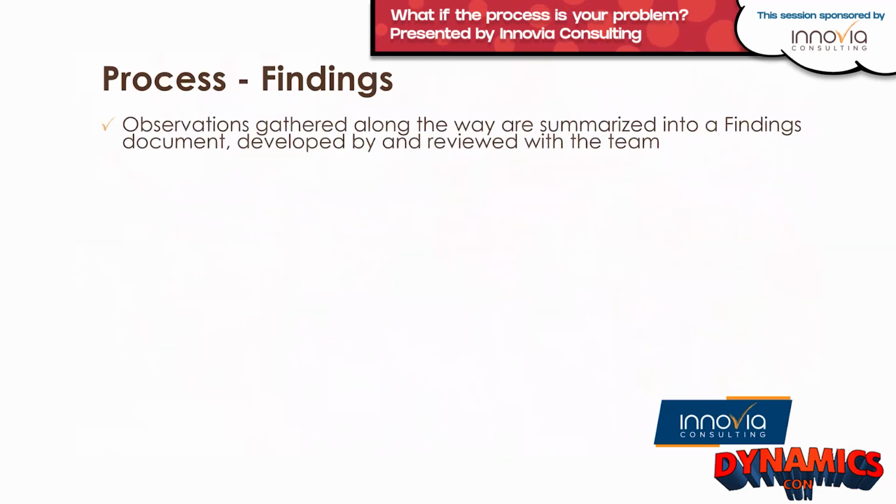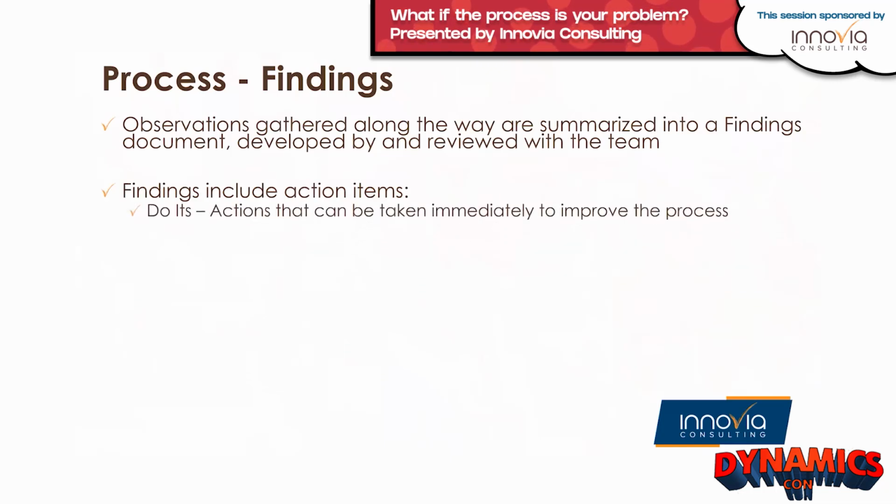So findings, I said I'd explain what a findings document is. A findings document is going to be observations that are gathered along the way and developed and reviewed by the team. It's going to include the issues, documentation about what process you're mapping, the issues that I mentioned, and then action items.